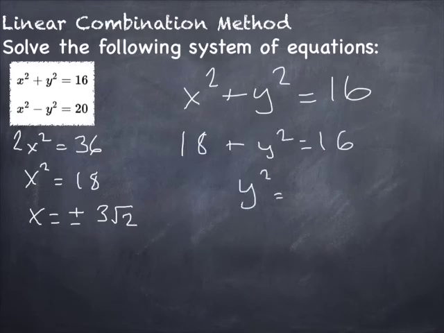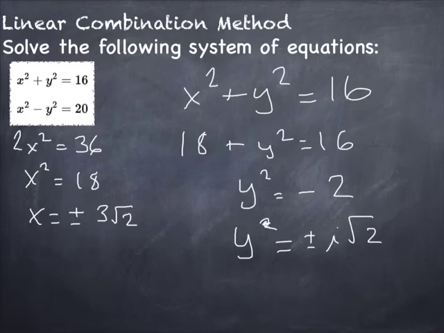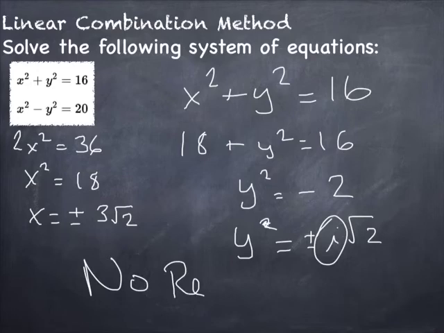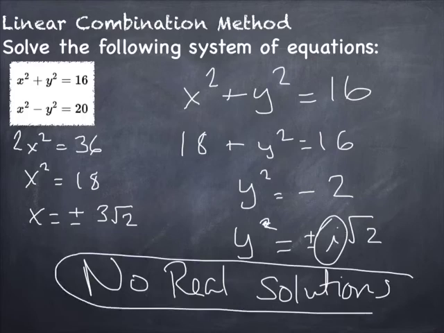Y squared equals negative 2. So that means that y would be plus or minus i radical 2. Now when we're solving systems of equations, we want real solutions only. Since we've got this imaginary number here, we don't have real solutions, so we write no real solutions. And that becomes our answer.